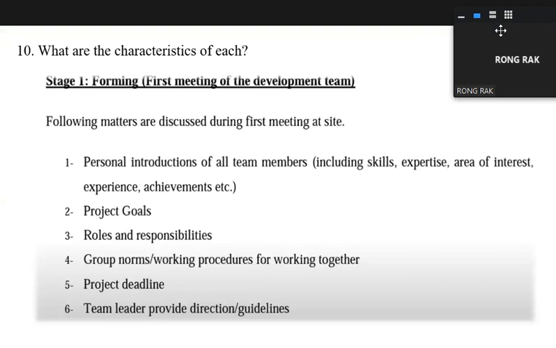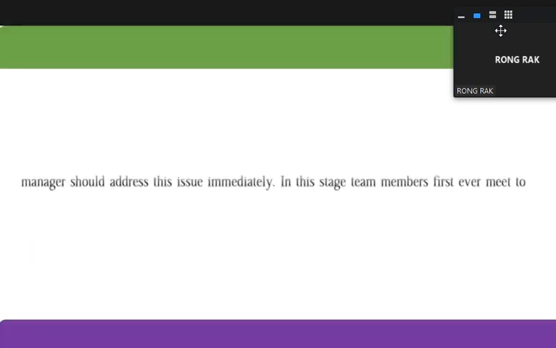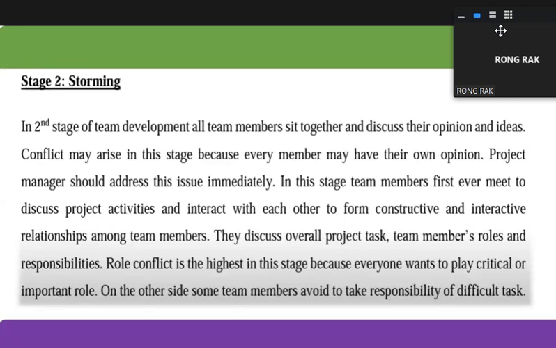And number 10, we talk about the characteristics of the life of the group. The first, Mr. Sophia already presented, and I go to stage 2. Teacher, can you move to the next slide? Stage 2, we talk about storming.